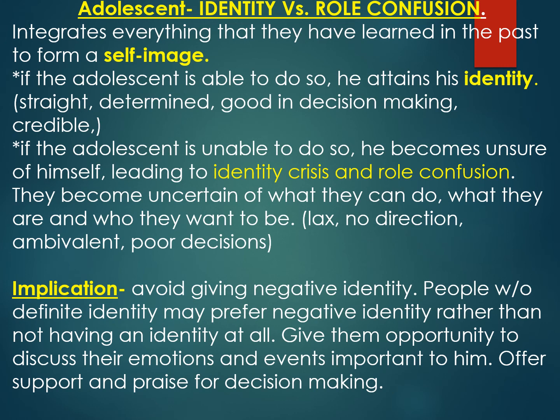You also have to offer them support and praise for decision-making. So, pag sinabi niya, gusto kong ganito, gusto kong mag-asawa ng lalaki, kung lalaki siya, you give support or praise the decision of the person. Because basically, they are trying to ascertain or determine who they are. So that's the developmental task of an adolescent, which is identity versus role confusion.